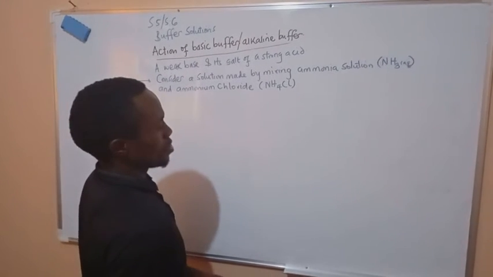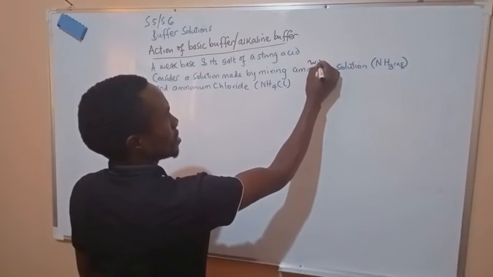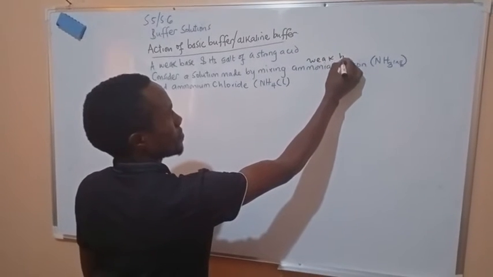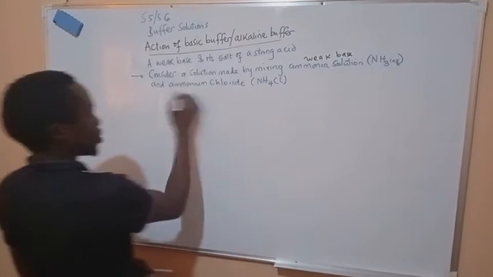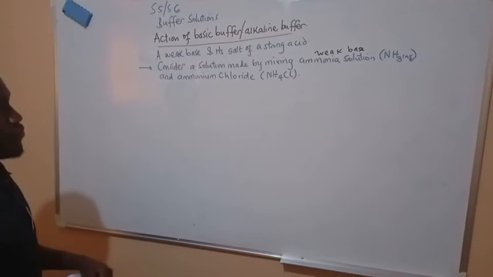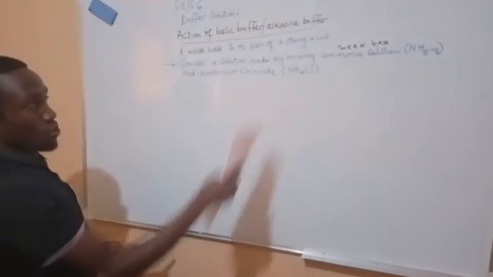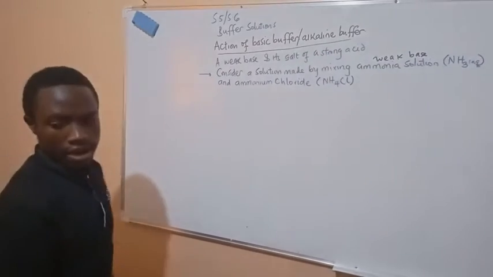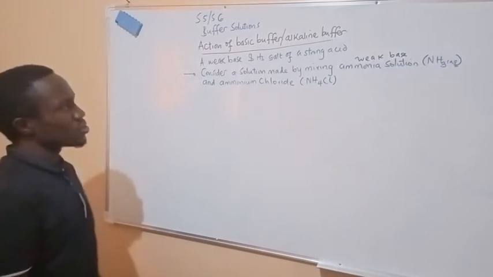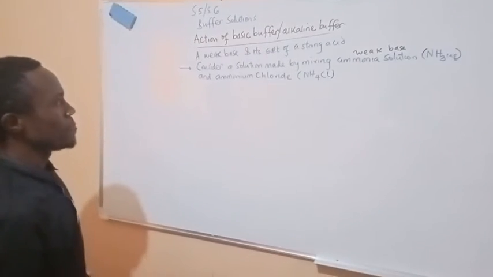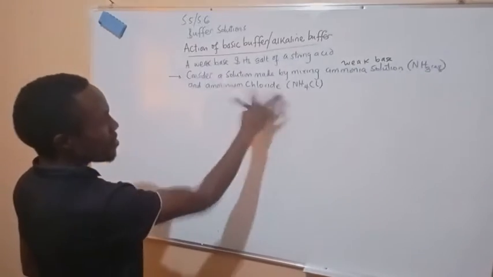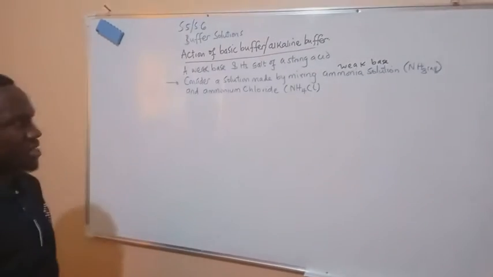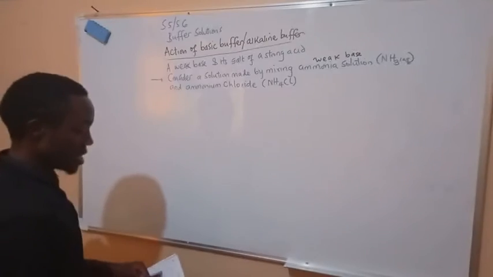So ammonia solution is our weak base, and this is the salt from that weak base, the salt of a strong acid, and that's why we came up with ammonium chloride. Now, during the action of this basic buffer, we need to know that ammonium chloride is a strong electrolyte, and therefore it completely dissociates to produce ammonium ions and chloride ions.